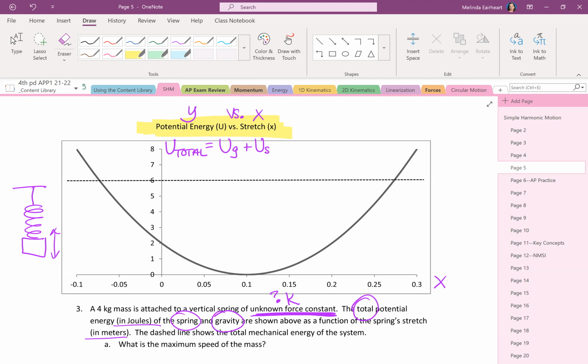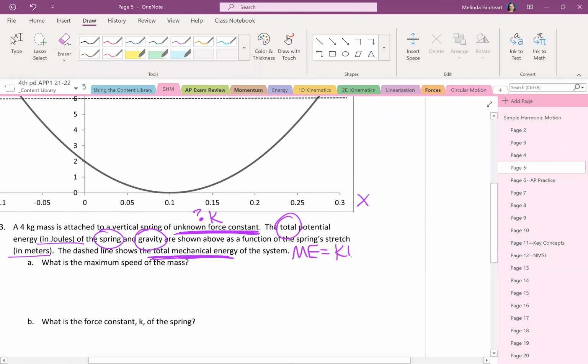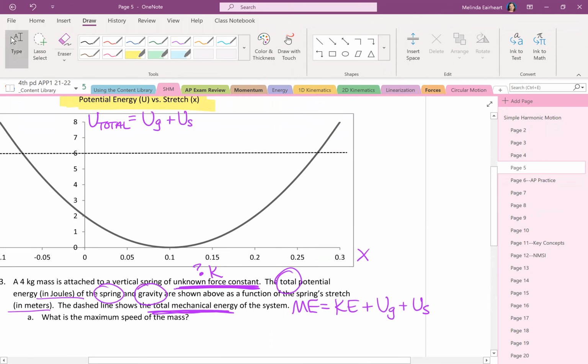The dashed line at 6 joules is the total mechanical. What's mechanical energy? Refresh my memory. Kinetic plus, and I'm going to split the potential into both. And so at any given point, and always neglect friction, air resistance, right? We'll keep our conservation until told otherwise. And so at any point on this graph, our total is 6.